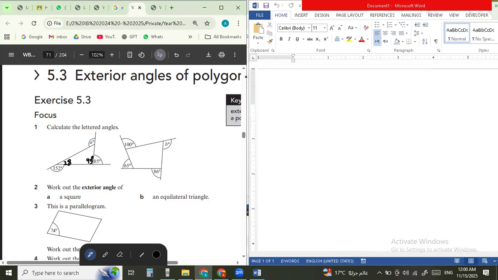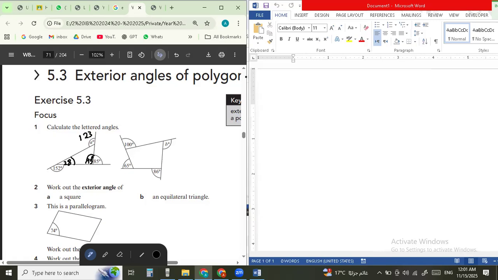Exterior angle of a triangle is equal to the sum of the two opposite interior angles. So if you add these two opposite interior angles, they will give you angle A. 95 plus 28 is going to give you exactly 123. 123 exactly.